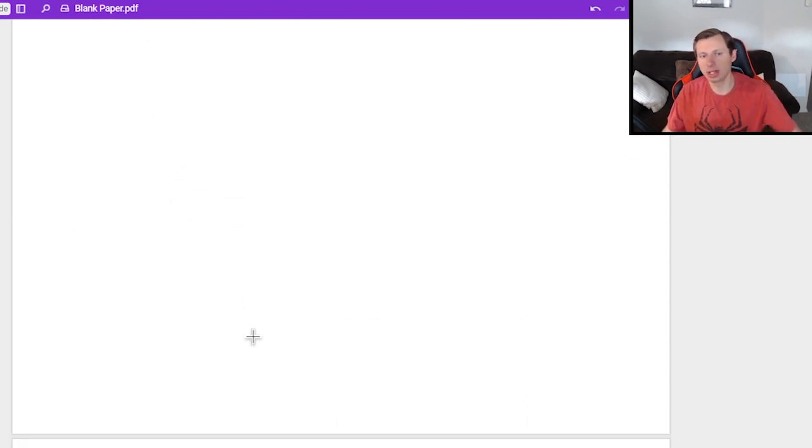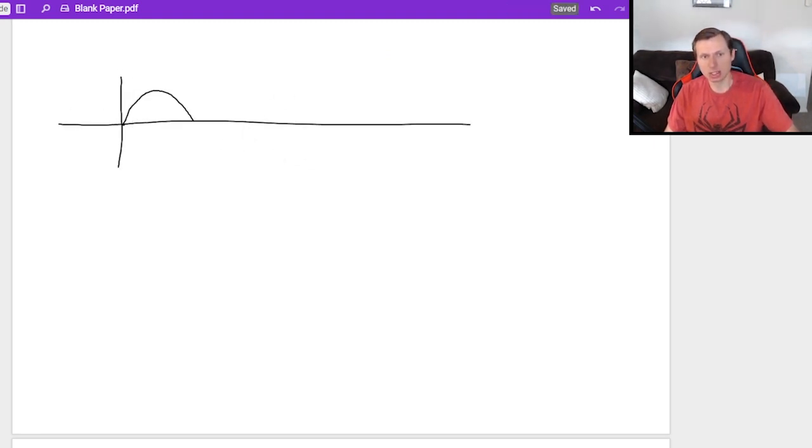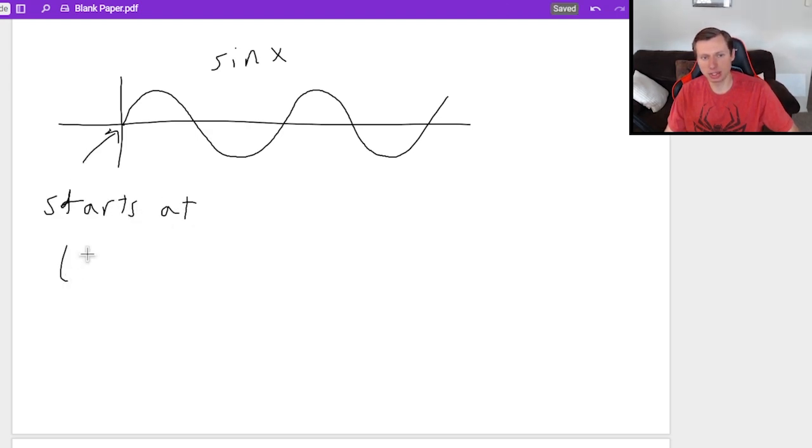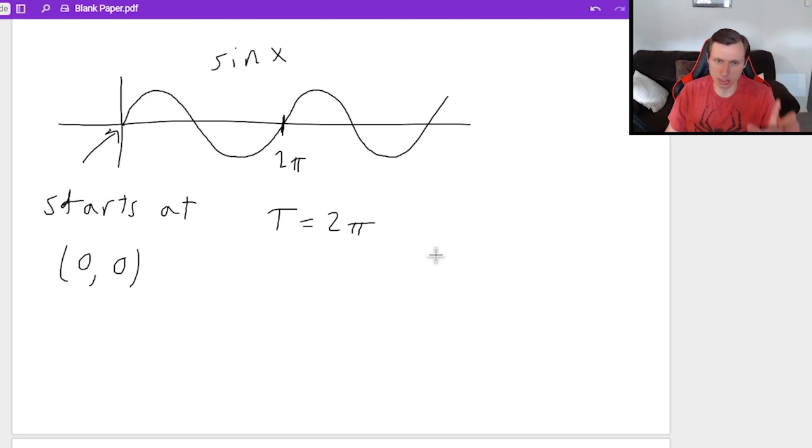I guess before we look at examples, we need to know what a normal sine and cosine graph looks like. Sine normally looks like this. This is just sine x. You'll notice it starts at 0, starts at the point 0, 0, and the period is 2 pi. So T equals 2 pi. That's true for any normal sine graph.